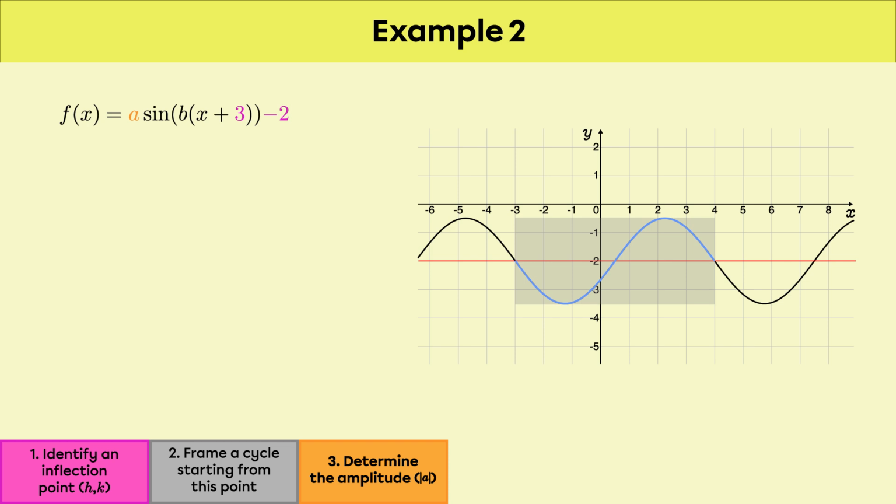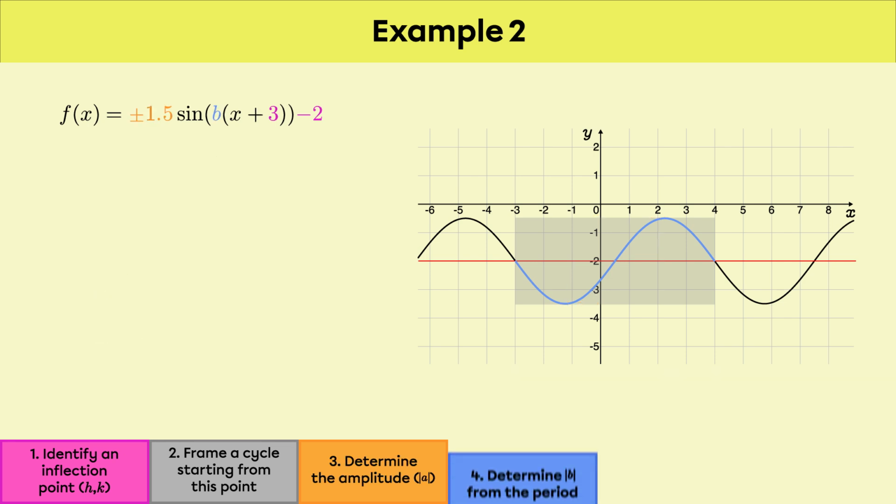To find a, we must subtract the minimum from the maximum and divide the result by 2. In this case, that translates to -0.5 minus -3.5 divided by 2, which results in 3/2, or 1.5. Now only parameter b is left to be calculated.